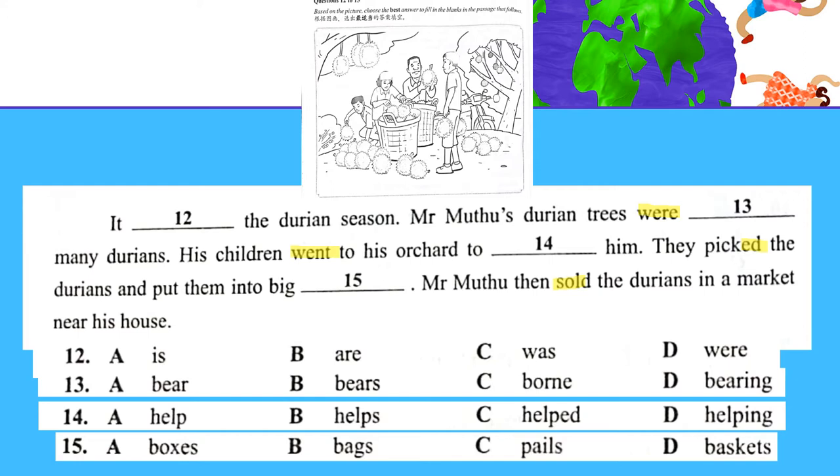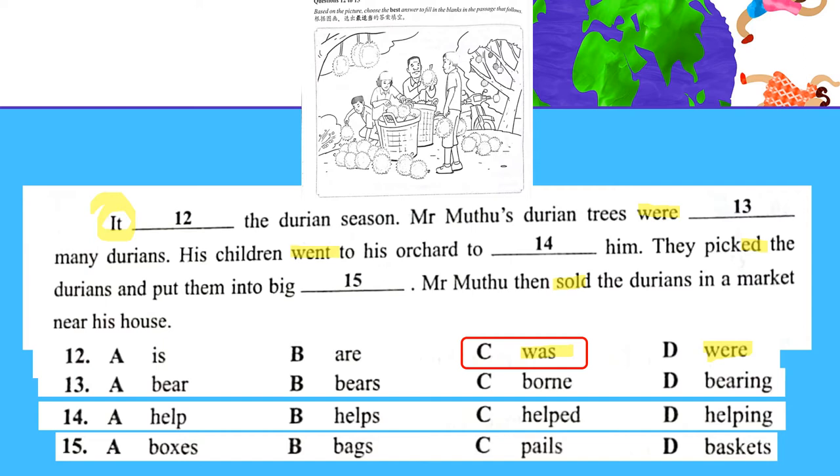So for number one, it is already wrong. Is is wrong. So the answer is was or were. Which one is the answer? The answer is was, because it is only one. So it was the durian season.